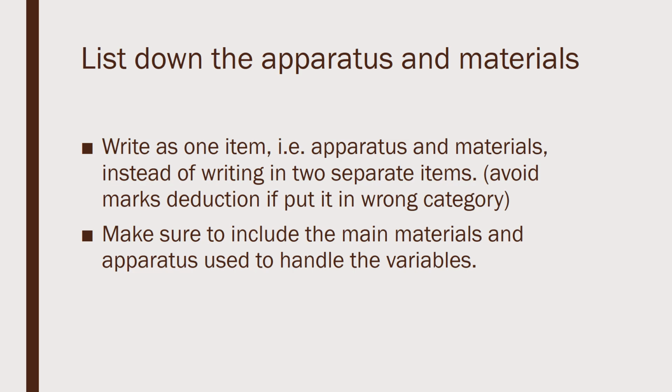Next, you need to list down the apparatus and materials. It is better to write apparatus and materials as one item, because if you separate them and you place the apparatus and materials in the wrong category, that might be marks deduction. So to avoid marks deduction, it's better to write them as one item, and make sure that you always include the main materials and apparatus used to handle the variables.